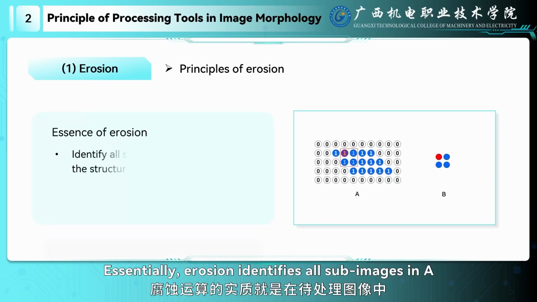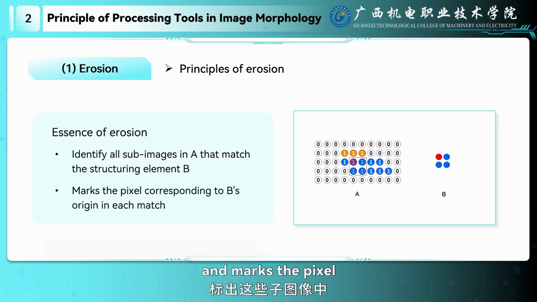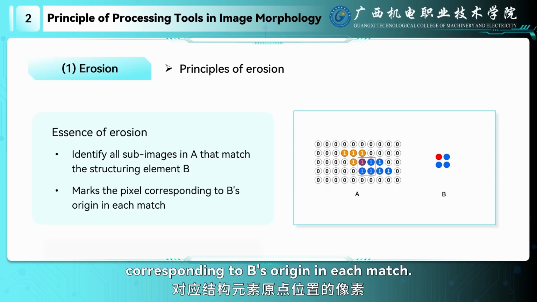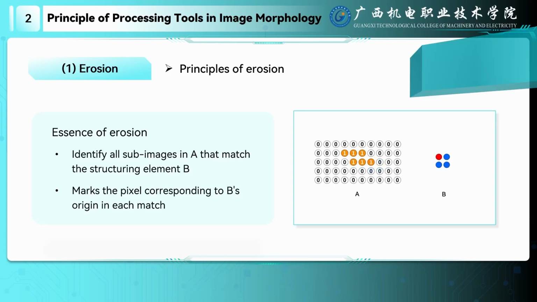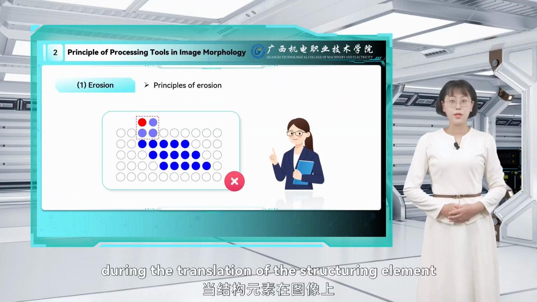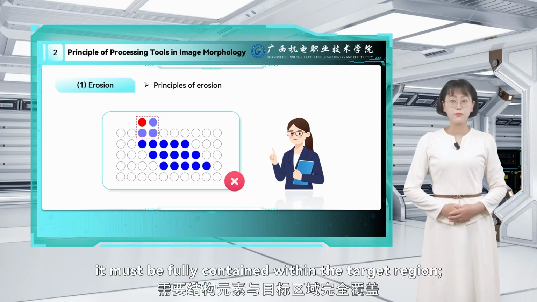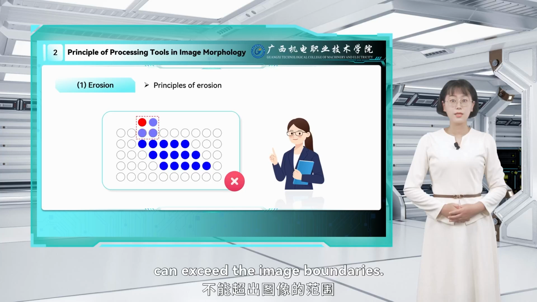Essentially, erosion identifies all subimages in A that match the structuring element B and marks the pixel corresponding to B's origin in each match. It is important to note that during the translation of the structuring element across the image, it must be fully contained within the target region. No part of B can exceed the image boundaries.